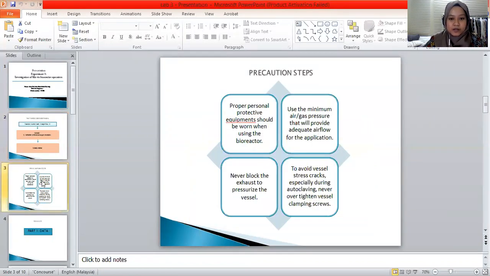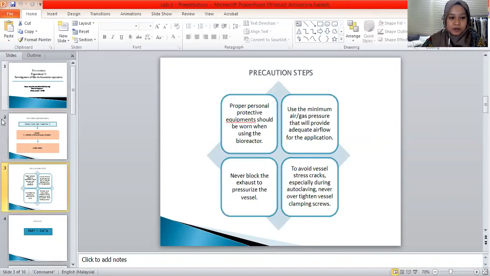And next, here are some precaution steps. There are a lot more precaution steps, but here are a few of them. Proper personal protective equipment, especially safety goggles, should be worn when using the bioreactor. Never block the exhaust to pressurize the vessel. If the vessel exhaust becomes blocked, pressure can build up, possibly shattering the vessel. Use the minimum air gas pressure that will provide adequate airflow for the application, never exceed the maximum pressure, and to avoid vessel stress cracks, especially during autoclaving, never over-tighten the vessel clamping screw.